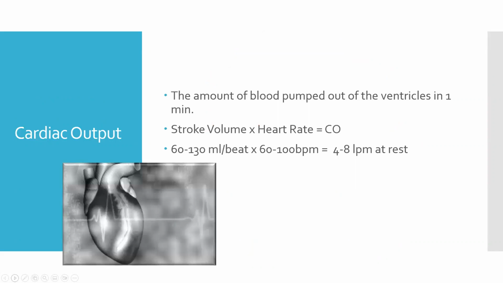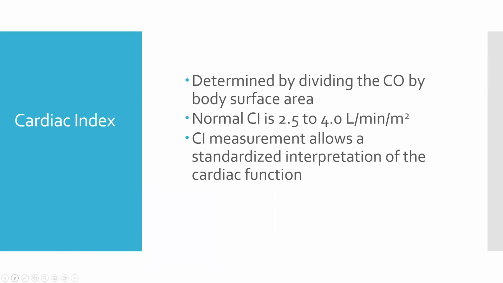Cardiac output is the amount of blood pumped out of the ventricles per minute: stroke volume times heart rate. Typically, normal cardiac output at rest is 4 to 8 liters per minute. Cardiac index is your cardiac output in relation to body surface area, determined by dividing the cardiac output by body surface area. Normal cardiac index is 2.5 to 4.0.